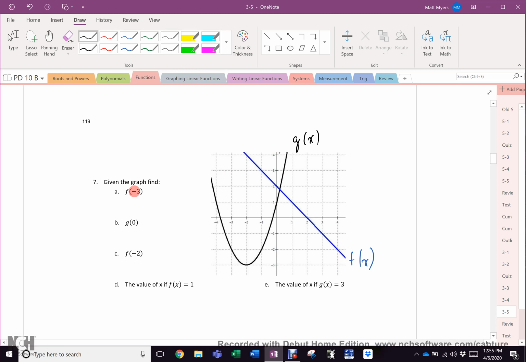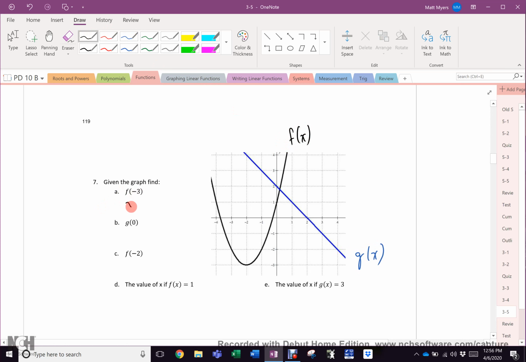And this is an x value. So I want to find where x, we're using blue, x equals negative 3. So here I am. Oh, I did this backwards. Sorry, everyone. The black one is f of x, and the blue one is g of x. Sorry about that. So f of x is negative 3.